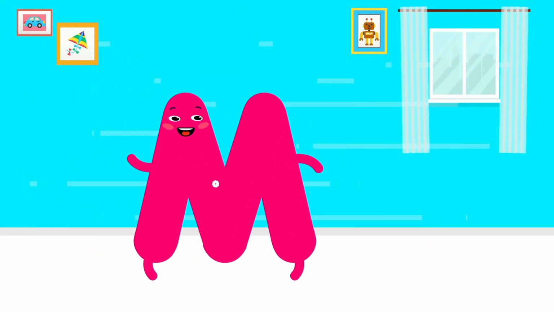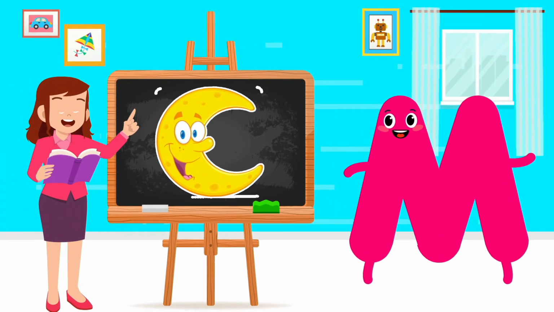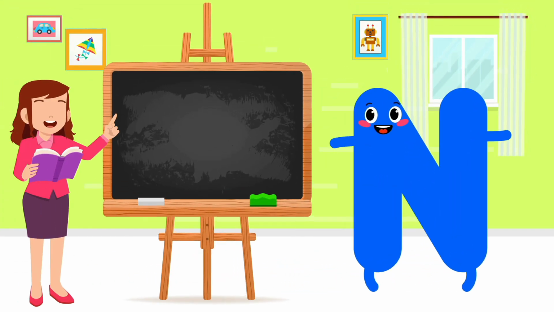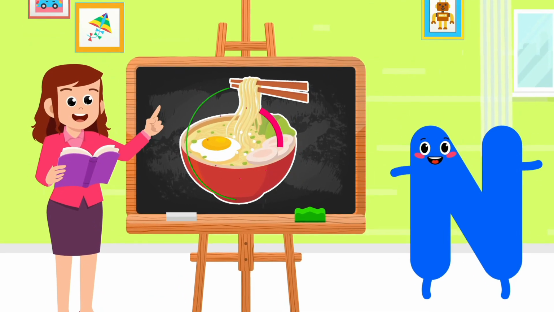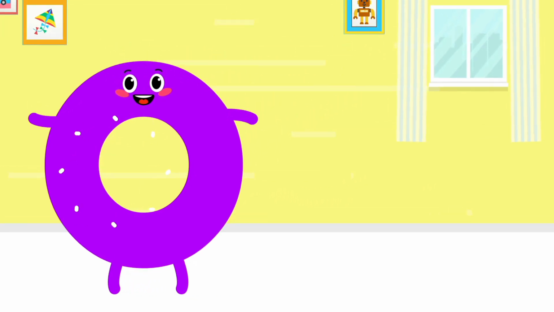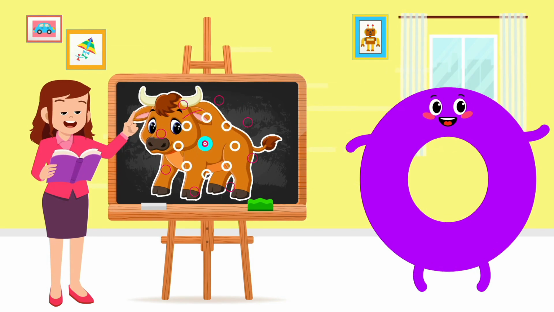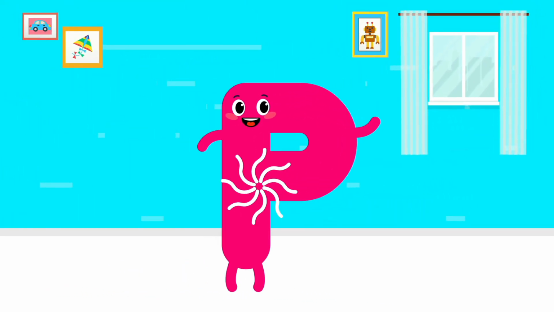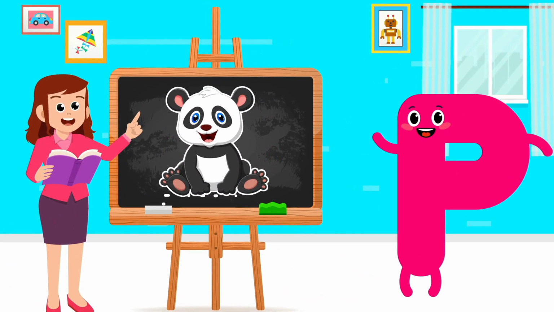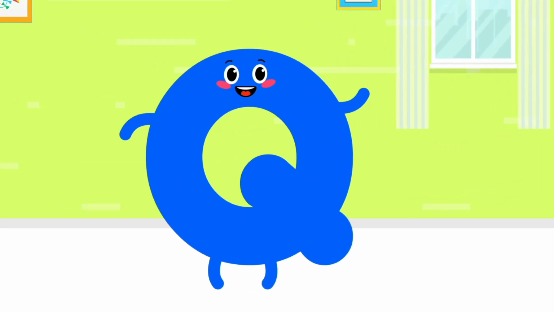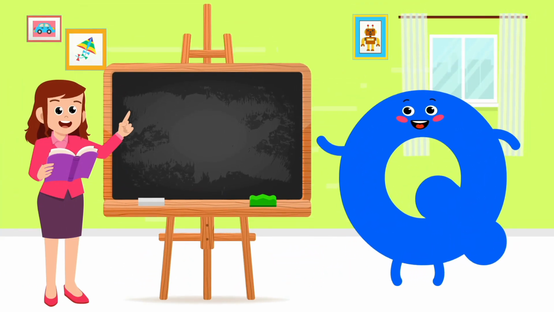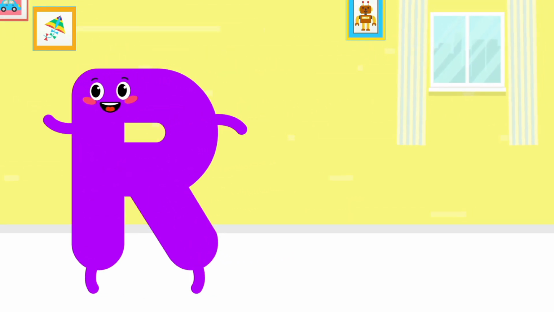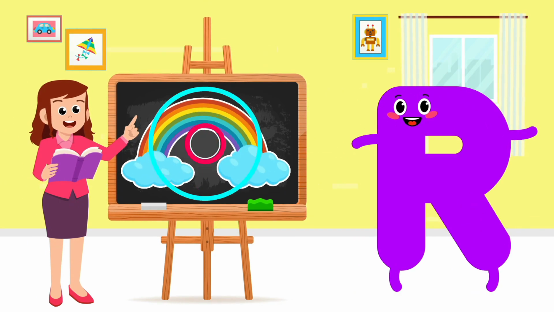M. Alphabet M. M for moon. N. Alphabet N. N for noodle. O. Alphabet O. O for ox. P. Alphabet P. P for panda. Q. Alphabet Q. Question. R. Alphabet R. R for rainbow.